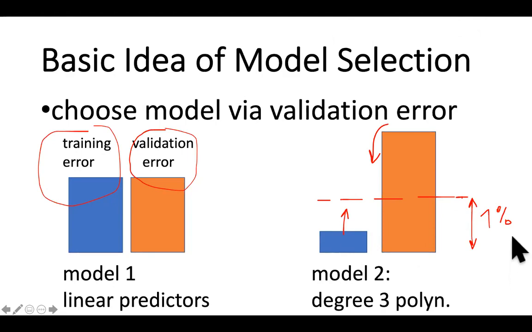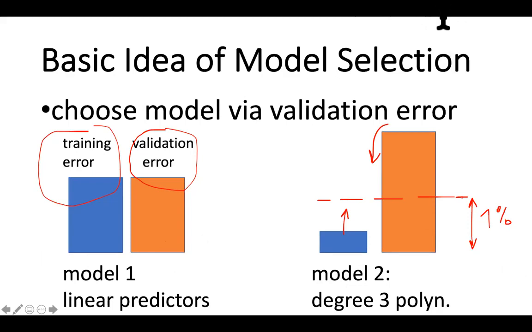Okay, how many data points are required for validation? I just discussed this. So for this problem, we have two models. Model 1, linear predictors. We got the training error and validation error. Then we did the same for model 2, degree 3 polynomial. So which one would you pick? Which model would you use? Model 1 or model 2?